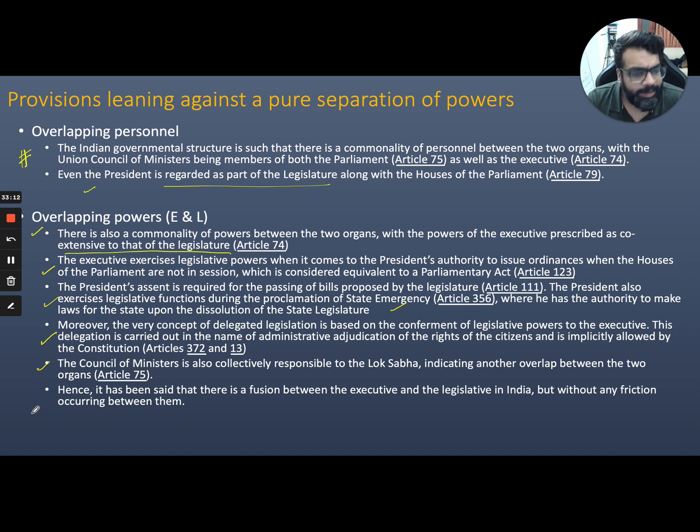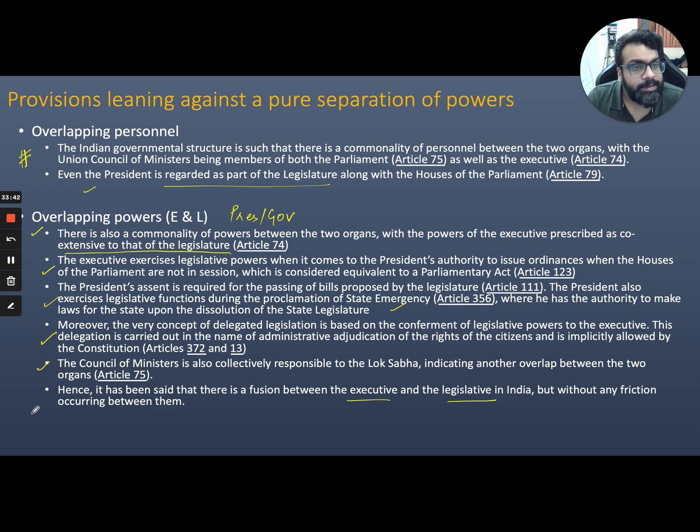Therefore, one can easily say that there is certainly a fusion of sorts between the executive and the legislative in India, but there isn't a friction as such. There is a fusion but no friction when it comes to the execution of these powers which overlap between the executive and the legislature, and the president or the governor become very important functionaries of executing these overlapping powers.